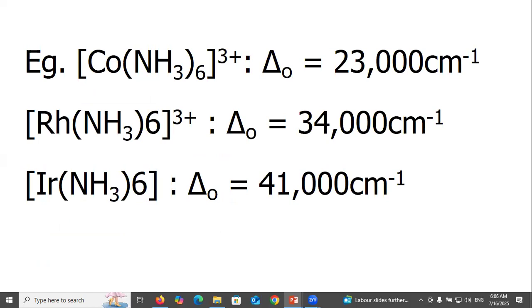In case of hexaamminecobalt(III), 23,000 per cm. Hexaamminerhodium, 34,000 per cm. Hexaamminiridium, 41,000 per cm.